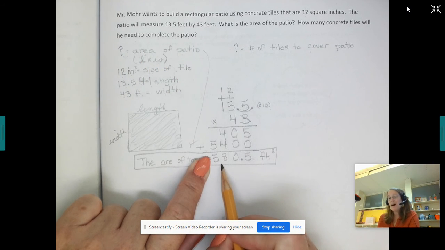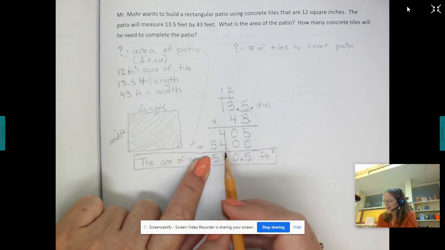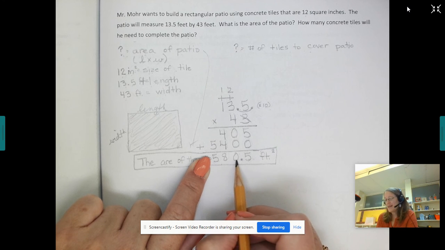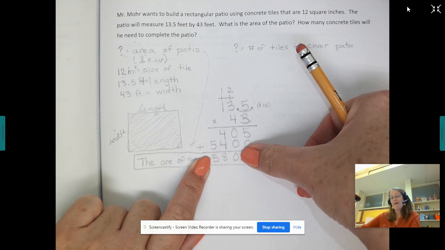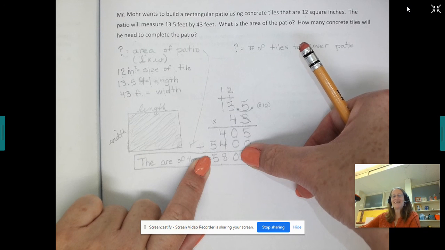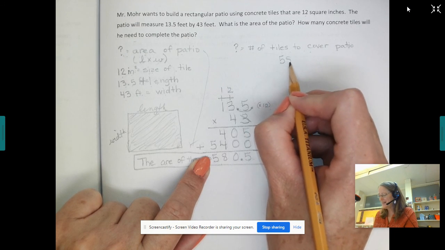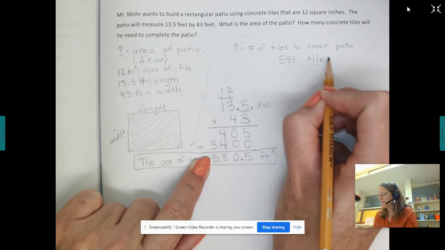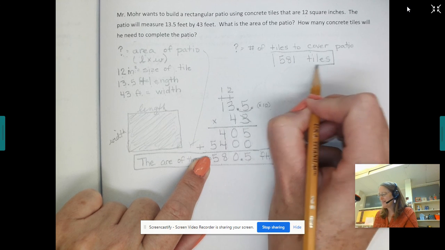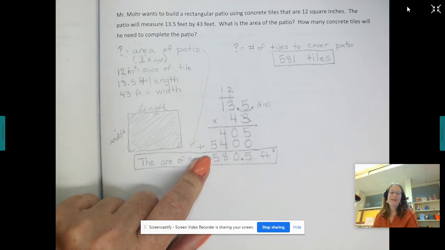How many would he need to buy if he has to buy them in whole tiles? The question didn't say that, but that's what we need to assume. Could he only buy 580 tiles? Would that be enough to cover the entire patio? No, he would need 581 tiles in order to cover the entire patio. Great job, guys.